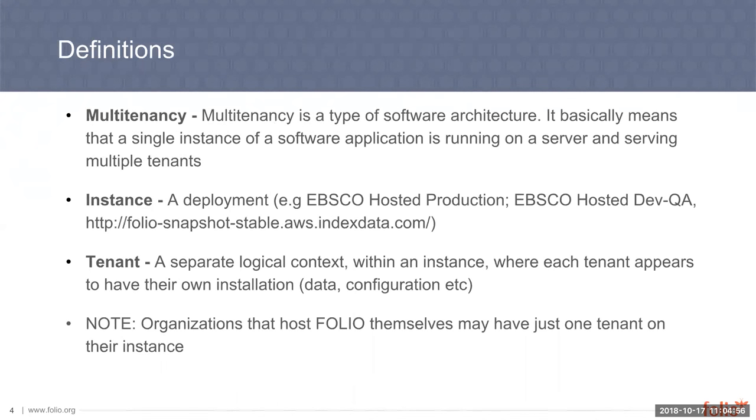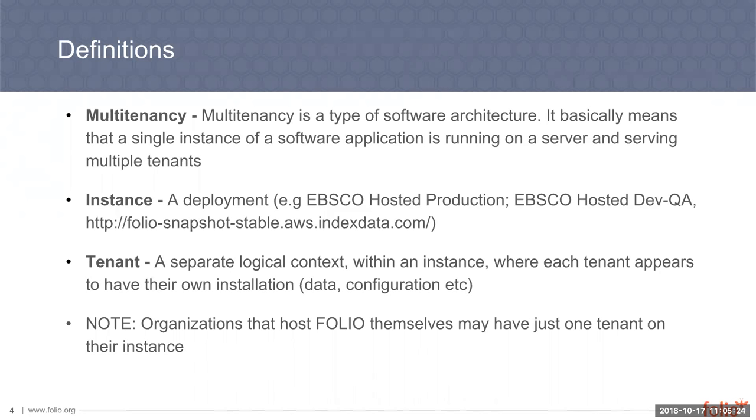All right, so some definitions to start. Multi-tenancy is a type of software architecture. It's how FOLIO is architected. It basically means that a single instance of a software application is running on a server and serving multiple tenants. So what's an instance? It's a deployment on a server. For example, EBSCO hosted production would be an instance. FOLIO snapshot stable is an instance.